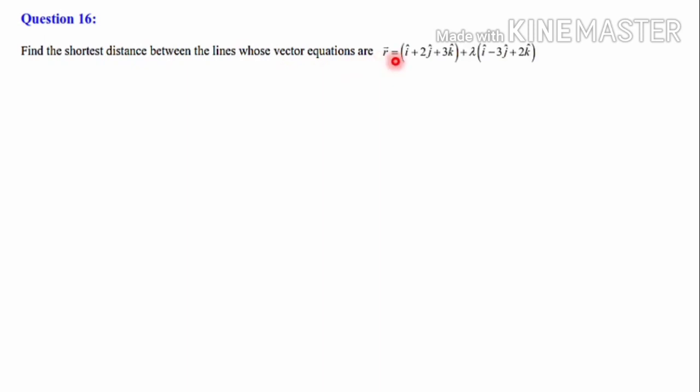Move on to question number 16. The question is, find the shortest distance between the lines whose vector equations are vector r is equal to i cap plus 2j cap plus 3k cap plus lambda into i cap minus 3j cap plus 2k cap, and vector r is equal to 4i cap plus 5j cap plus 6k cap plus mu into 2i cap plus 3j cap plus k cap. So this question you will try it as homework.